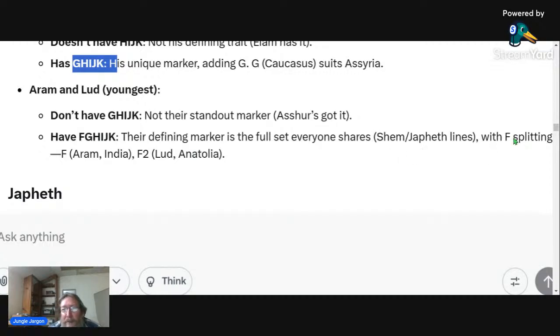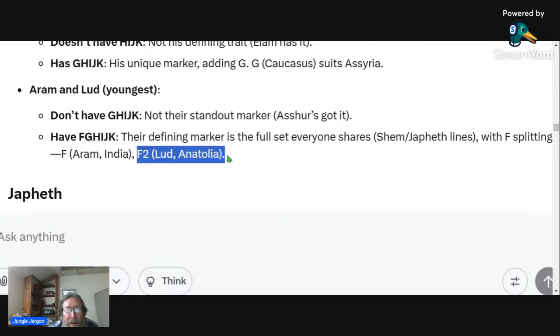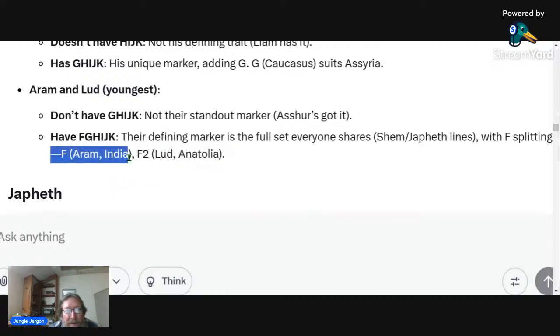Shem and Japheth lines, with F splitting: F Aram in India, F2 Lud in Anatolia of Lydia. So these are two completely separate lineages, as I've shown before. The F2 is of the Lydians, and then this F is found all the way in India, which was confusing to me at the very beginning. They show F in India, and I'm thinking, well, how did the F get over there? Turns out the Arameans had control of the trade routes, and they had trade all the way to India.